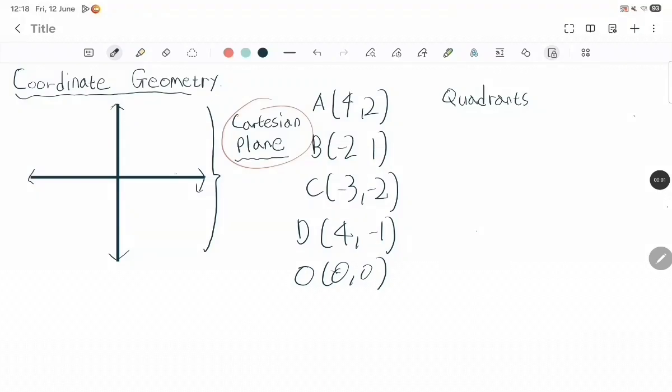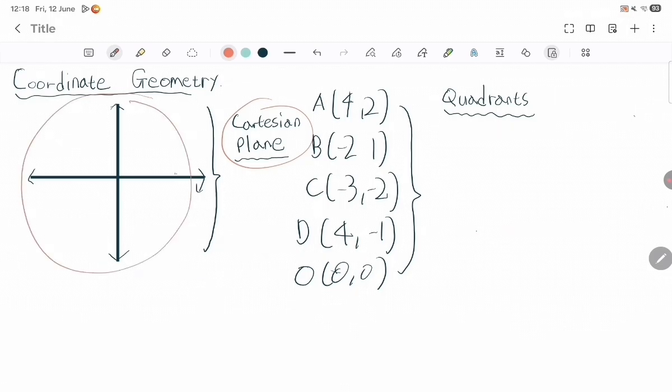So we are learning coordinate geometry, and in this video, we are gonna learn the concept of quadrant, and also how to plot numbers. There are 5 points: A, B, C, D, and O, and we are gonna place these points on this Cartesian plane. So yeah, let's get right into it.